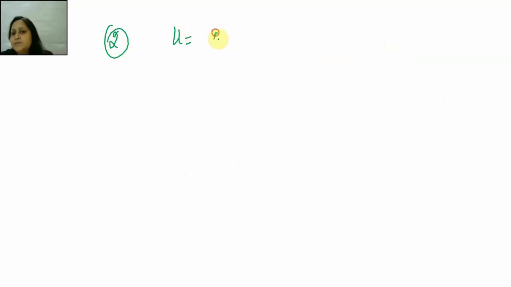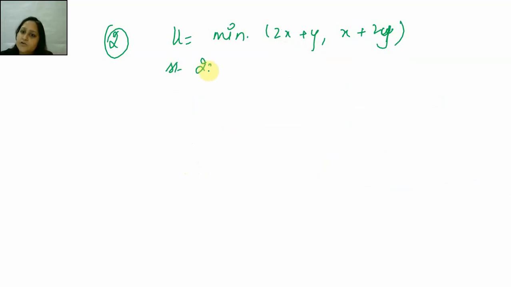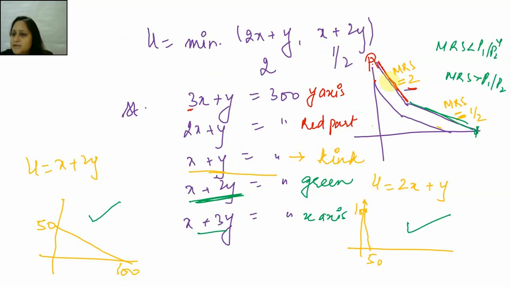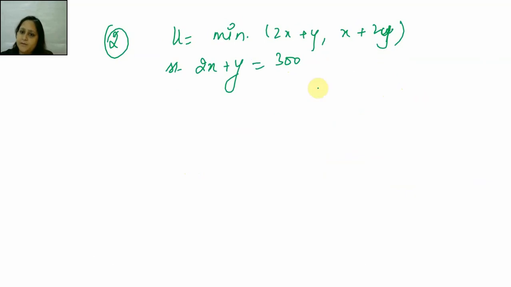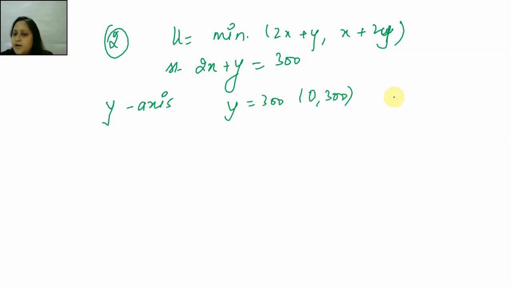Case number 2. Again, u is a minimum of 2x plus y comma x plus 2y subject to now 2x plus y is equal to 300. Now, according to us, this is this red part. So, I can very well consume on the y-axis or on the kink. If I was consuming on the y-axis, then my y would be 300. So, my point of consumption would be 0, 300. 0, 300 से मुझे utility कितनी मिलेगी? 300 की.